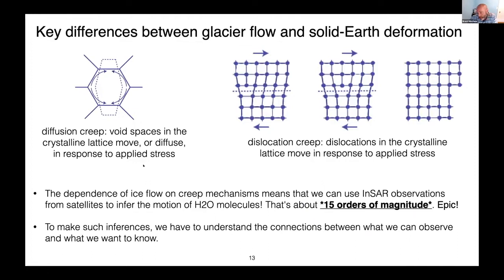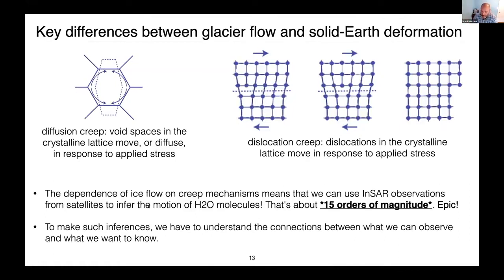Just a brief side note, this is the kind of stuff that I love. So obviously we're spending a lot more time on it than maybe we should have. But maybe the fun part about all this and thinking about the InSAR observations is that this dependence of ice flow on creep mechanisms means that we can use InSAR observations that are collected from satellites to infer the motion of water molecules that are going on in the ice. And I think that that's awesome. That's like 15 orders of magnitude in terms of spatial scale separation, which I think is absolutely epic. And it's one of the funnest things about doing this kind of remote sensing work and looking at how glaciers in particular flow and deform in the earth.